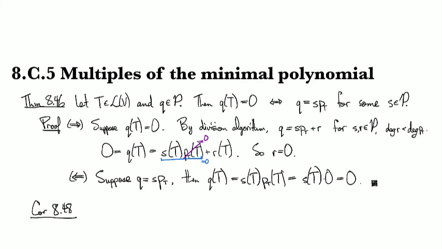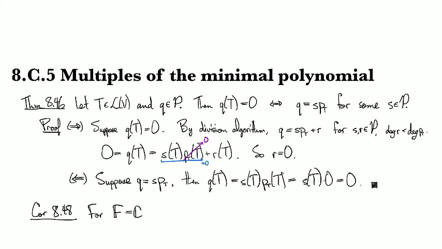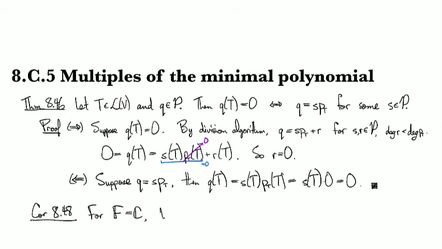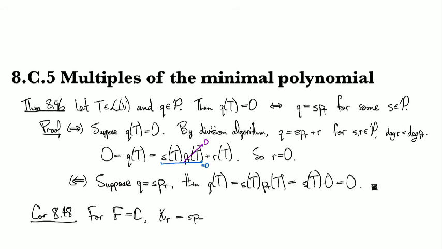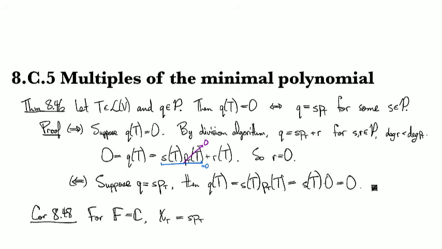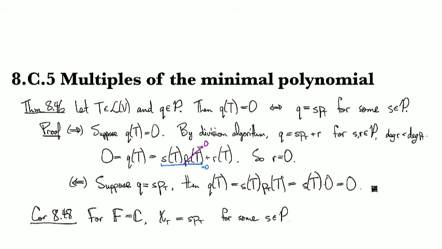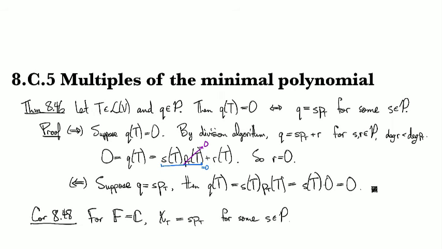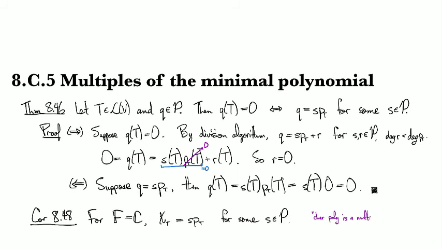And then we have a quick and easy corollary, which is that when we have a complex vector space, then the characteristic polynomial has to be a multiple of the minimal polynomial. So this is saying the characteristic polynomial is a multiple of the minimal polynomial.